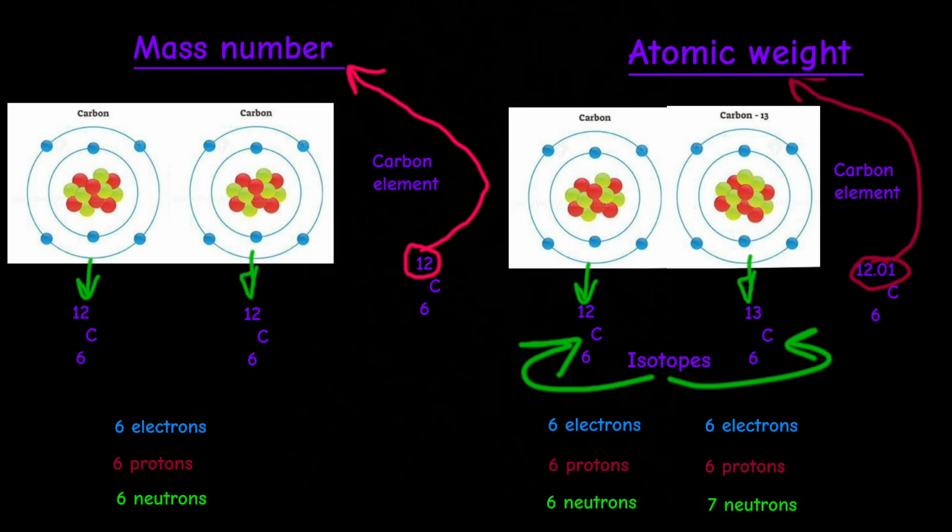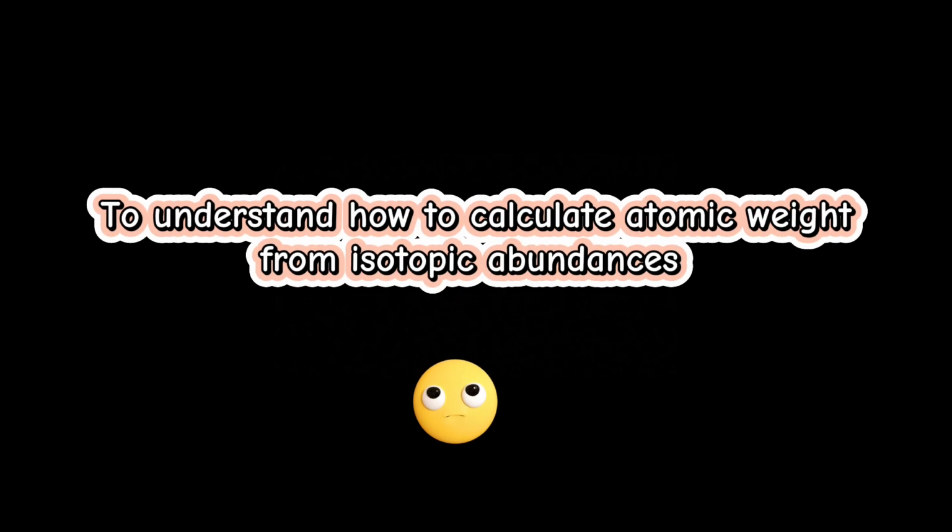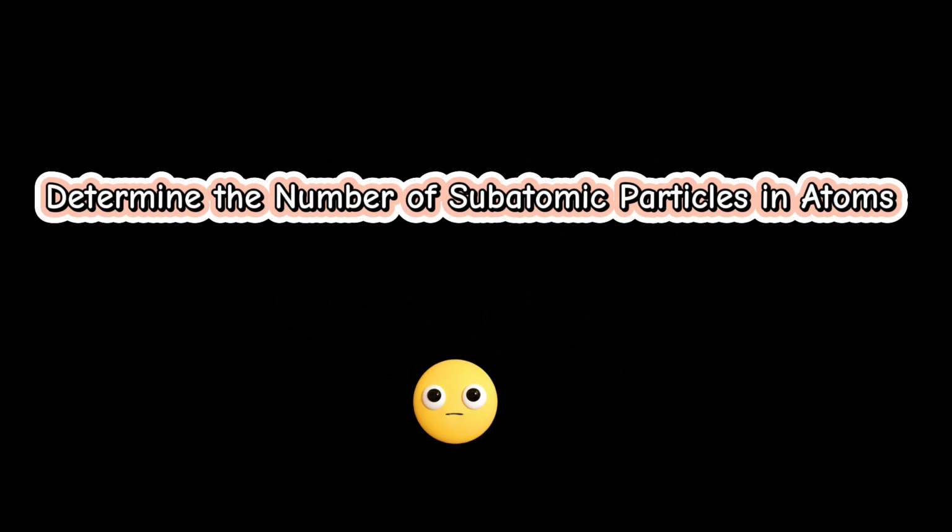C 12.01. This number is the atomic weight, which is calculated from the masses of carbon isotopes and their relative abundances. To understand how to calculate the atomic weight of an element from isotopic abundances, determine the number of subatomic particles in atoms, and write symbols for atoms, try to solve the upcoming problems.